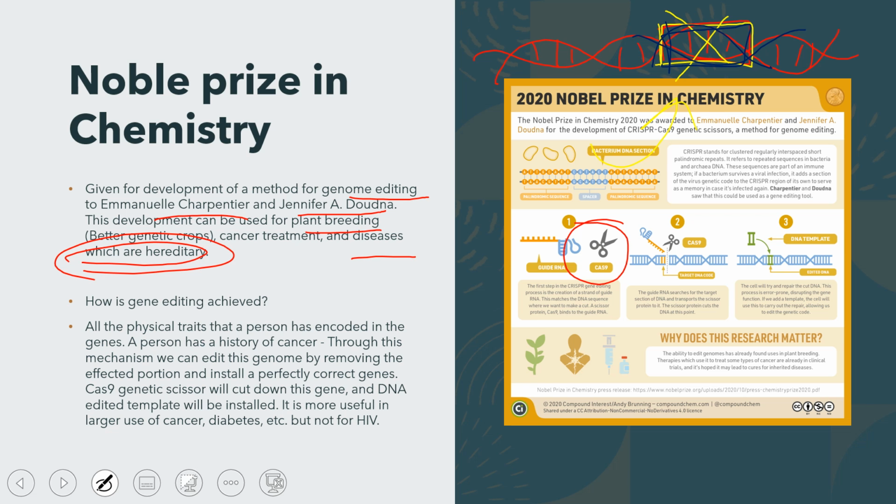So it was given that all the physical traits of a person are encoded in the genes. Let us suppose a person has a history of cancer. Through this mechanism, we can edit this genome by removing the affected portion and installing perfectly correct genes. It is done through nothing but Cas9. Cas9 will cut this gene, and a DNA edited template will be installed. That is the working code, the good code, the good genes that will be installed here.